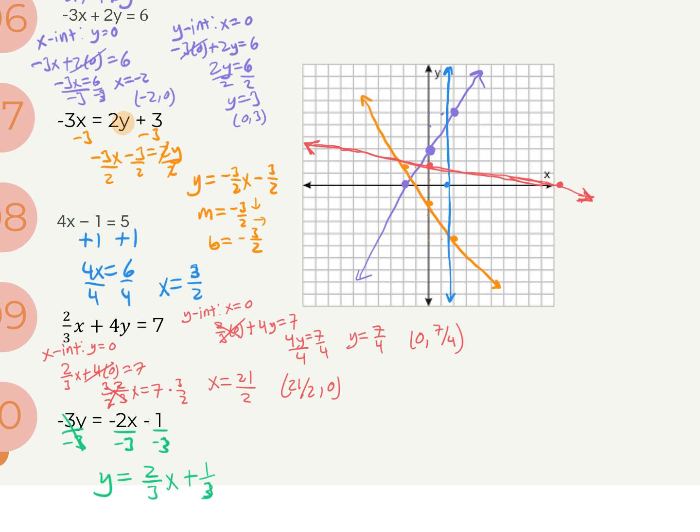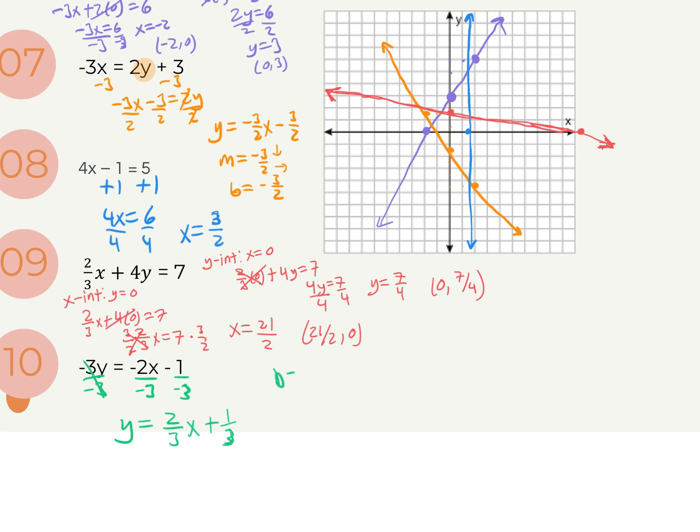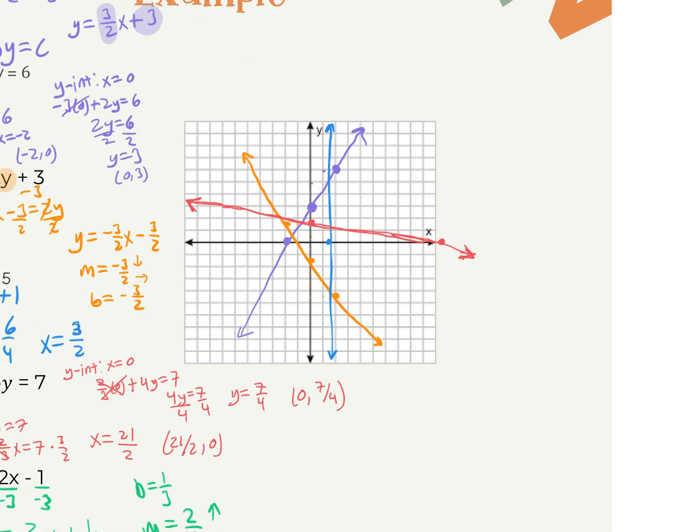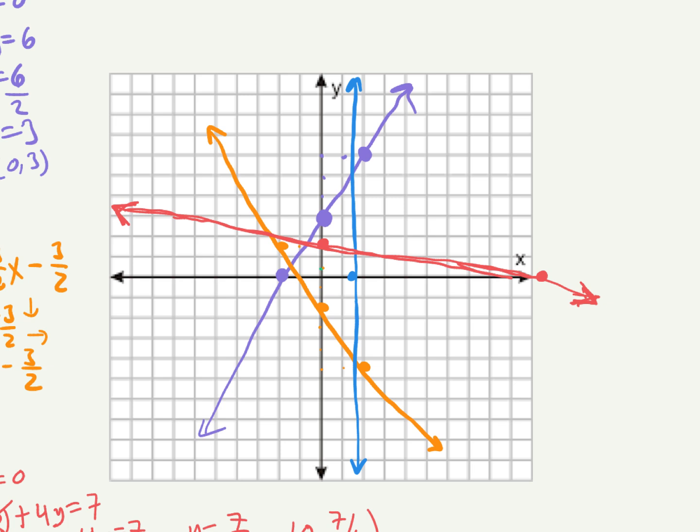All right, and then we're going to find our y-intercept is going to be 1/3, and our slope is going to be 2/3. Our slope is positive, so it's going to be up 2 and over 3. So I'm going to find on the y-axis where it's 1/3, a little bit above 0, between 1 and 0. And then our slope of 2/3, 1, 2 is up, 1, 2, 3 to the right. And then we can just connect those 2 points.